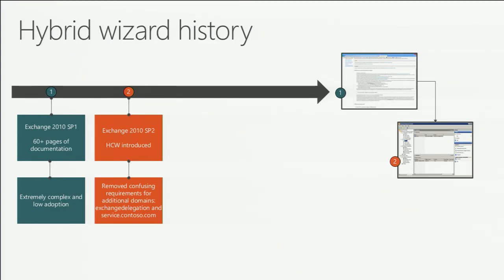And some of you who raised your hands, who did this manually, probably remember we had requirements around creating service.contoso.com and exchangedelegation.contoso.com for different kinds of requirements. All of them are completely eliminated now, and it's streamlined within the hybrid deployment process and part of the wizard itself.